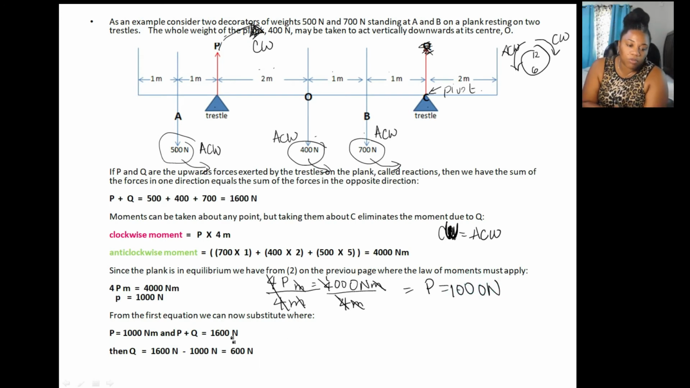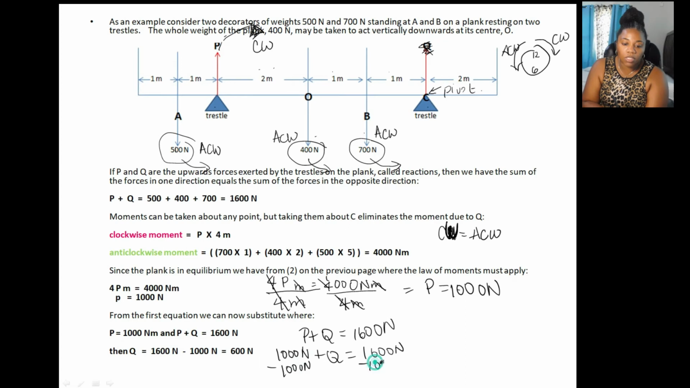And now we have P, we could find out what Q is. Since we know that P plus Q is equal to 1,600 newtons, and we now know that P is 1,000 newtons, then Q must be 600. So we're going to minus 1,000 on both sides, and we say Q is equal to 600 newtons, just like it says there. Trust me, I don't think you're going to get such a hard problem ever.